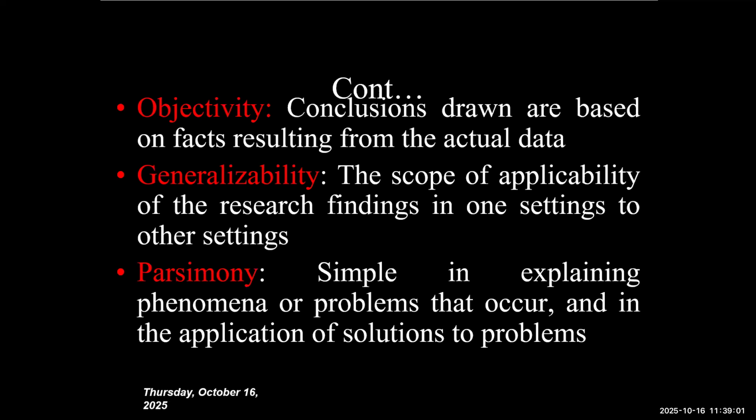So you cannot just assume that, oh, this thing is because of A, B, C, D. Yes, it could be that students are not learning. That's why the academic performance is low. But why are they not learning? We have to go deeper and find out why. What is drawing their attention away from attending lectures and doing their assignments and writing the exams and so on and so forth? So it should be based on some facts. And that's why I'm saying the conclusions drawn here are based on facts resulting from the actual data.